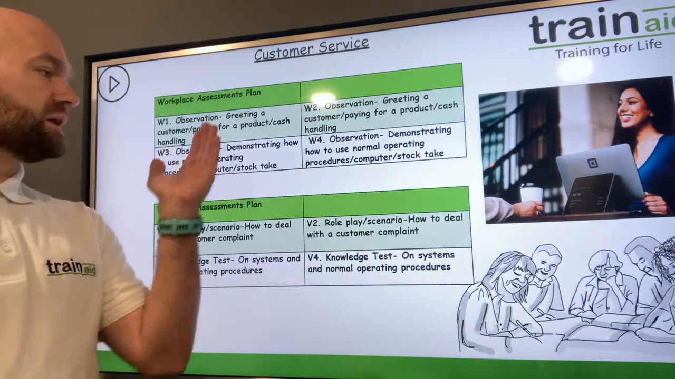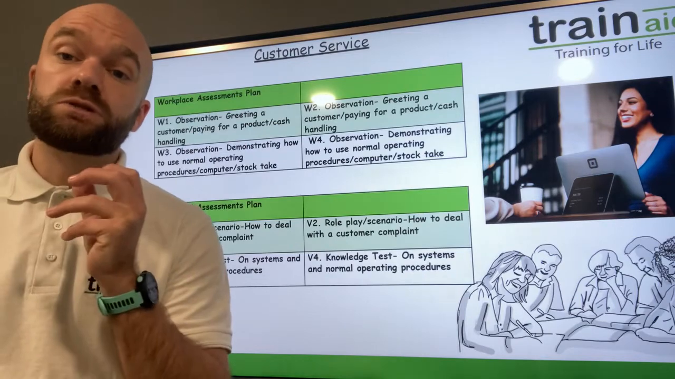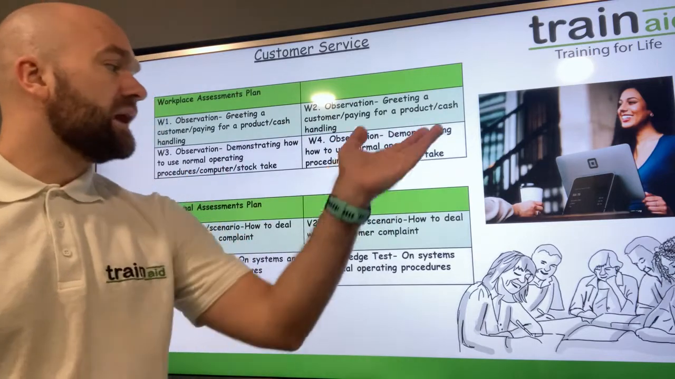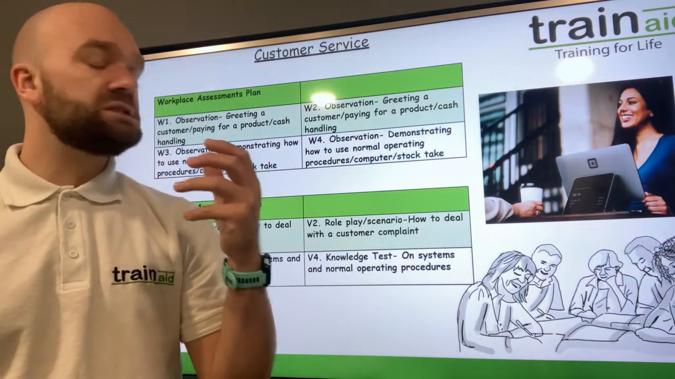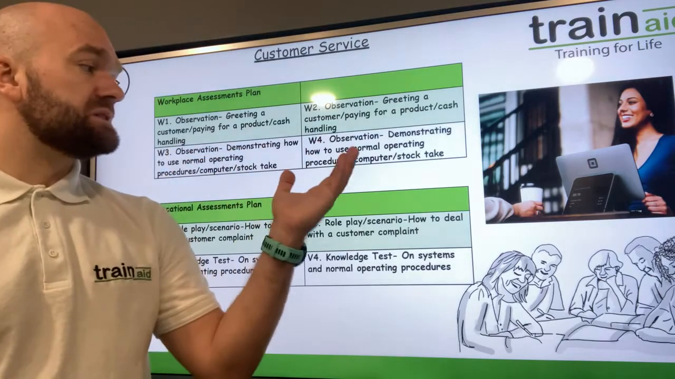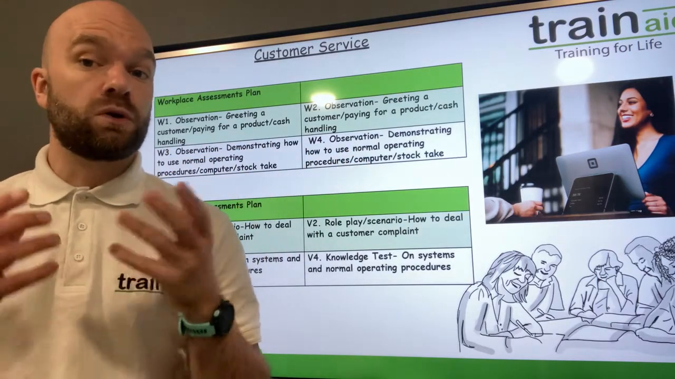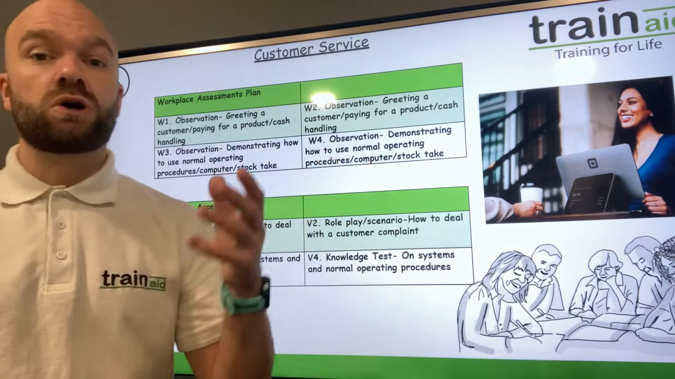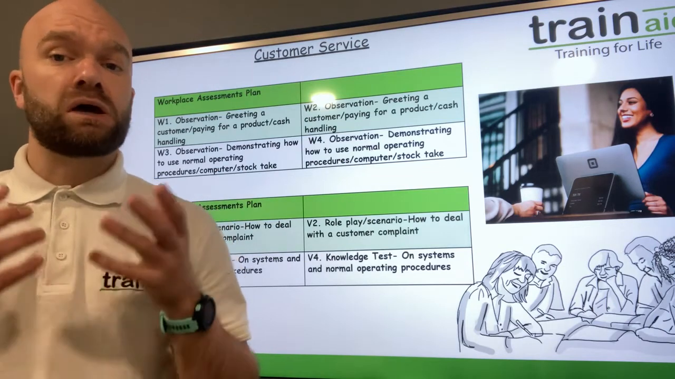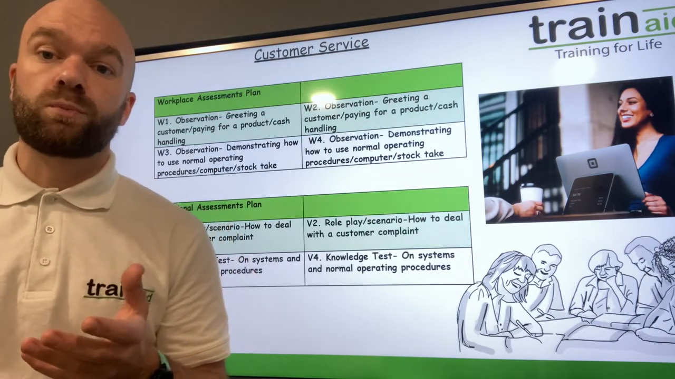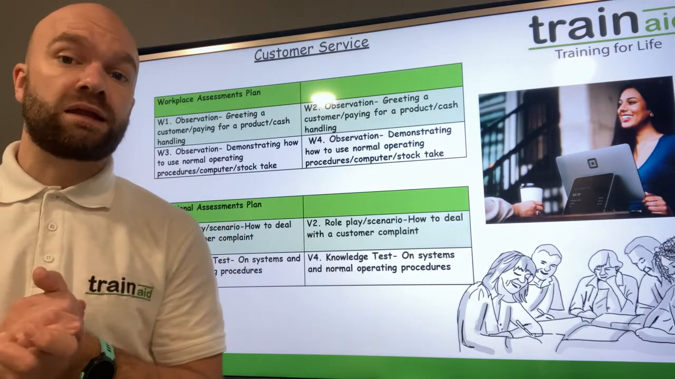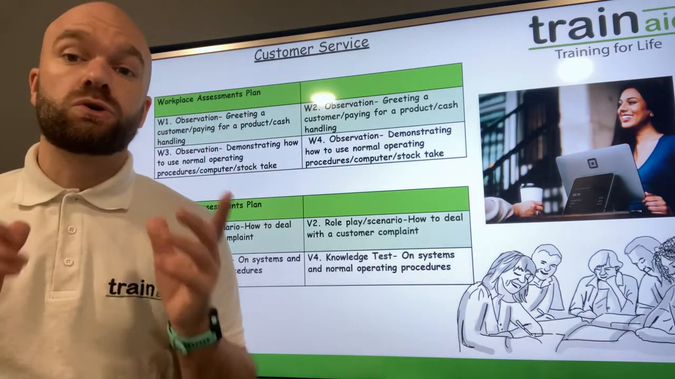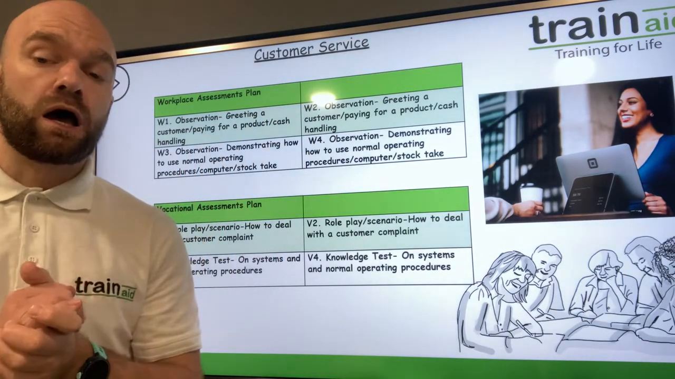In terms of Workplace 3 and Workplace 4, once again, this could be an observation that you choose, and this could be observing your colleague demonstrating how to use normal operating procedures, or it could be demonstrating how to use perhaps a computer. It could be ordering in new stock from a warehouse, for example, or it could be performing a stock take as well. So just looking at current stocks, perhaps writing up a report on what stock needs to be replenished there. So these are natural workplace assessments, seeing your colleagues in their natural working role there.